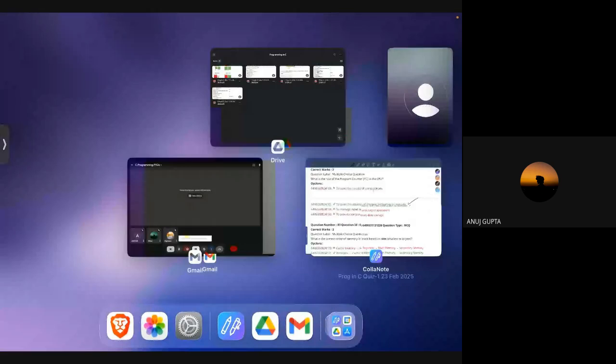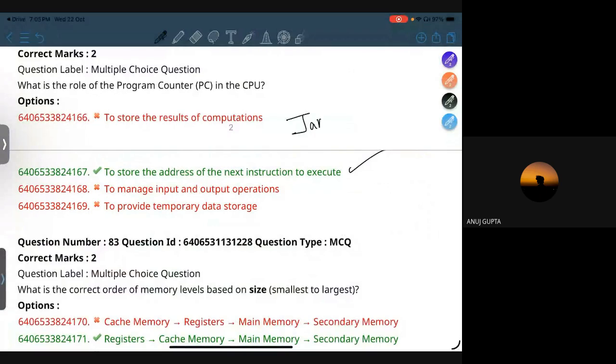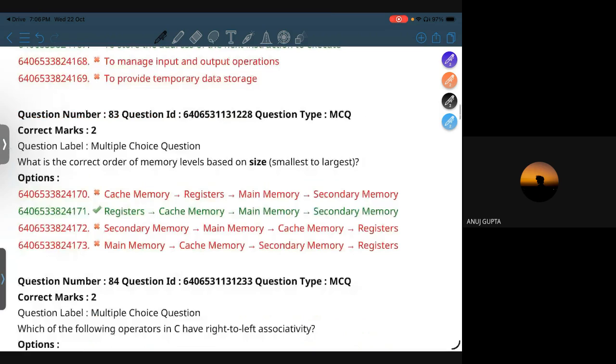So this is step 20. This is Jan'25 term. C. Who is one? Okay. What's the role of program counter in CPU? That's a theory question. Again, to store the address of the next instruction.